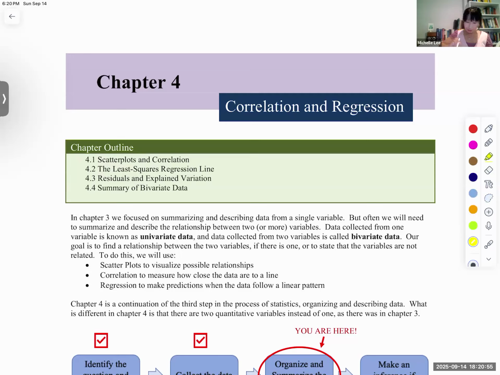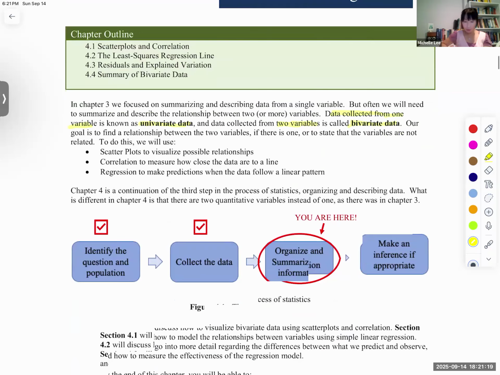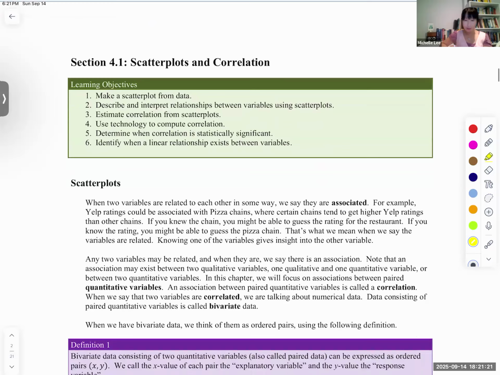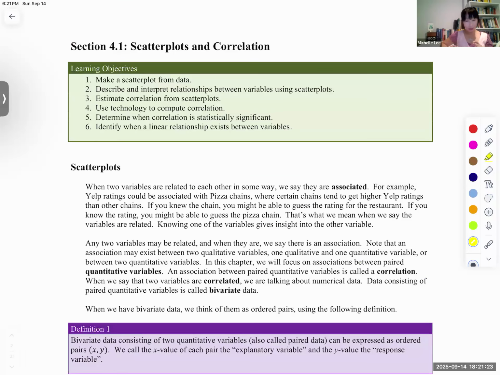So data collected from one variable we call univariate data, right? And if we have two variables, then it's bivariate data. So your homework can indicate that it's bivariate data. So in 4.1, we have scatter plots and correlation. We have a learning objective here.